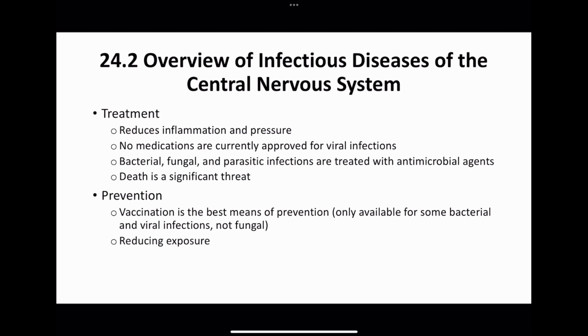When it comes to prevention, vaccination is the best means. Vaccines are only available for a minority of viruses and bacteria that affect the CNS and are not available for preventing parasitic or fungal pathogens. Due to this, preventative measures are largely aimed to avoid contact between us and potential infectious agents.